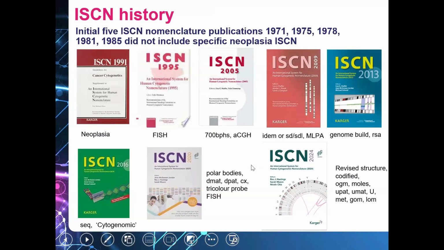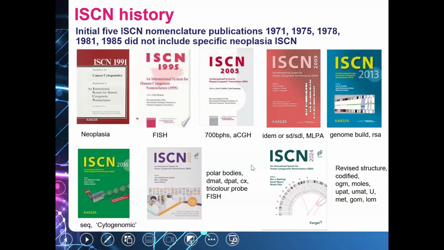So just to give you a bit of history about ISCN, the initial 5 publications in 1971 through to 1985 did not include specific neoplasia ISCN. That didn't come in until 1991, would you believe? FISH came in 1995. The first part of array CGH came in 2005, but was very simplistic. Then in 2009, we introduced idem and sidelines, which again is very late.